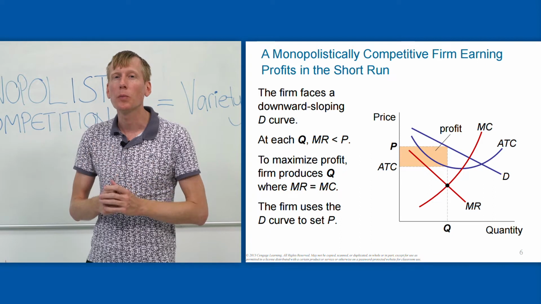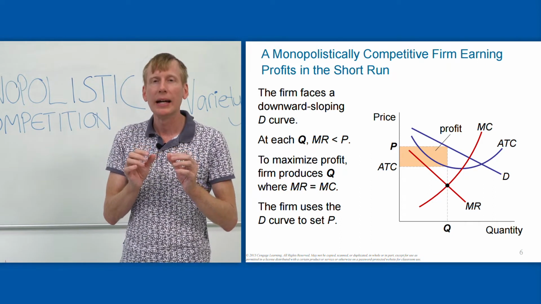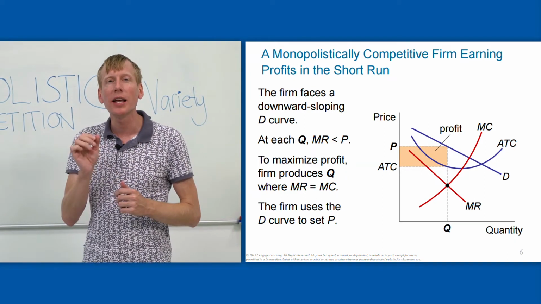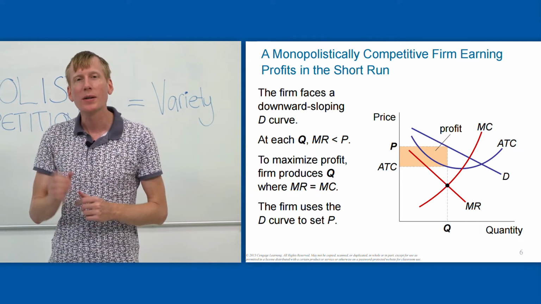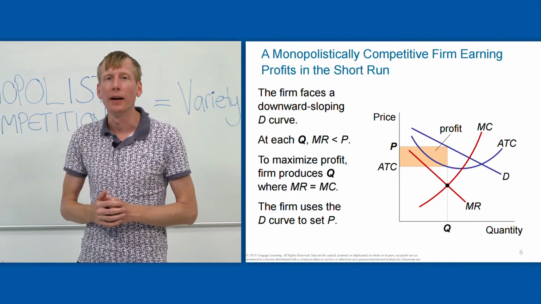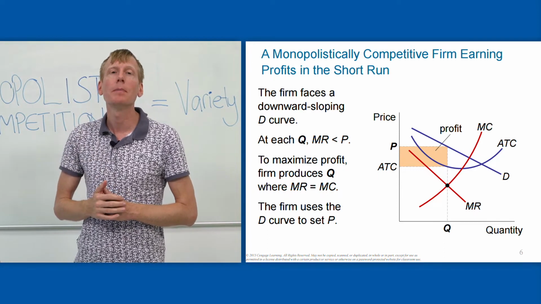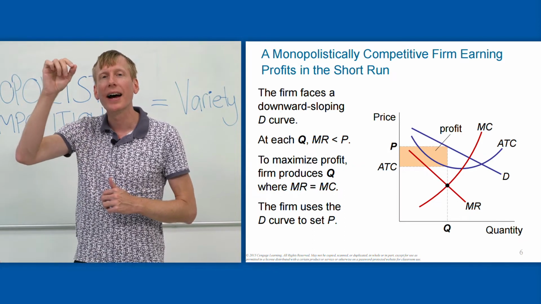Choose the quantity of output where marginal revenue and marginal cost are equal, and then they'll choose the maximum price, just like a monopolist would, that they're able to charge if they produce and sell that quantity of output. What's the highest price that the market will bear? That's the price for that quantity on the demand curve, up above the marginal revenue curve at that same quantity.